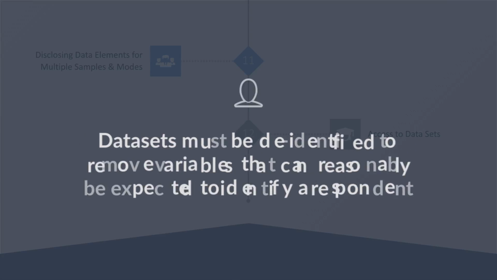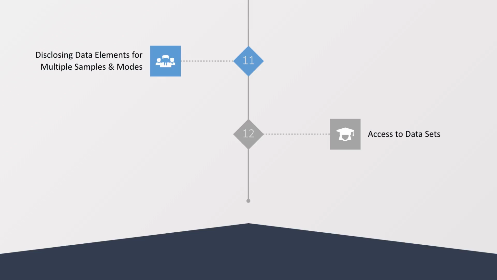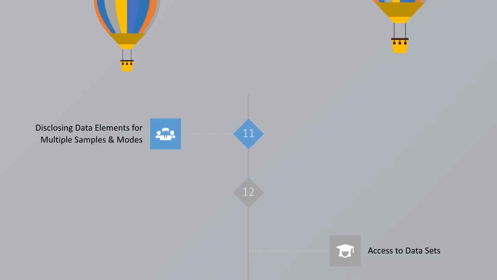In order to protect the privacy of individual respondents, such data sets must be de-identified to remove variables that can reasonably be expected to identify a respondent. Those who commission publicly disseminated research have an obligation to disclose the rationale for why eventual public release or access to the datasets is not possible if that is the case.